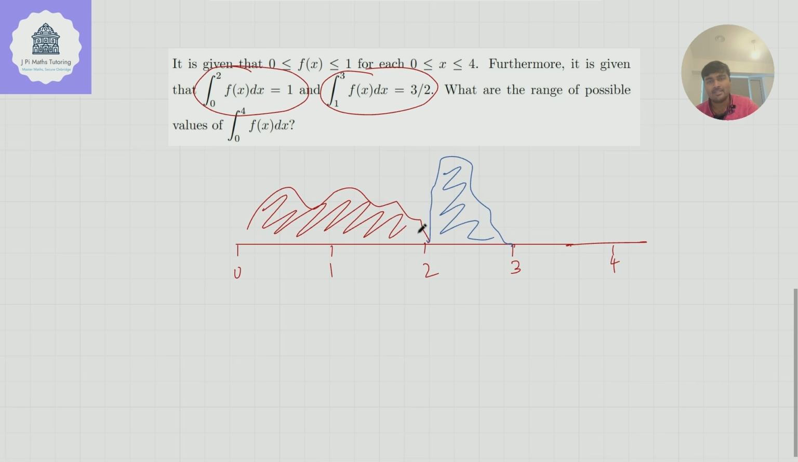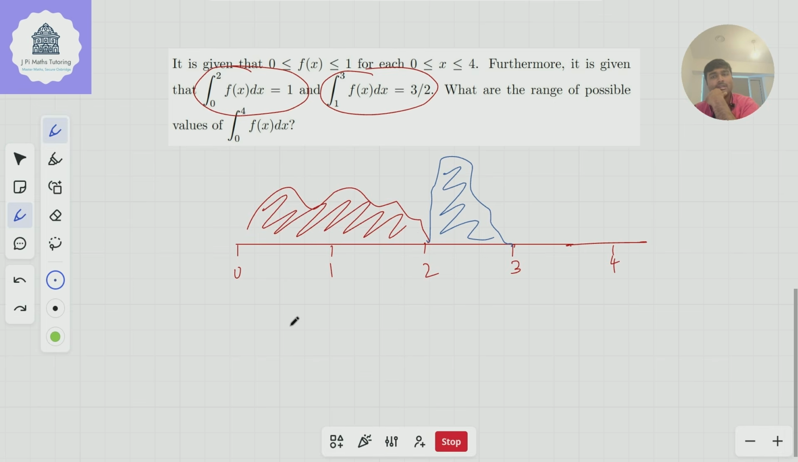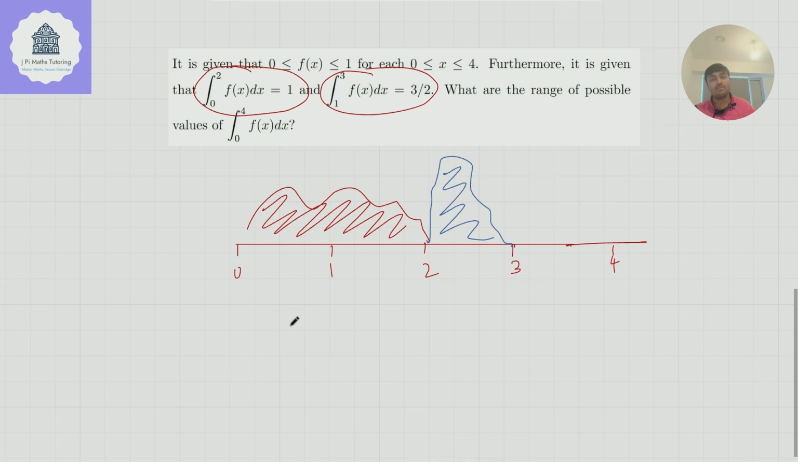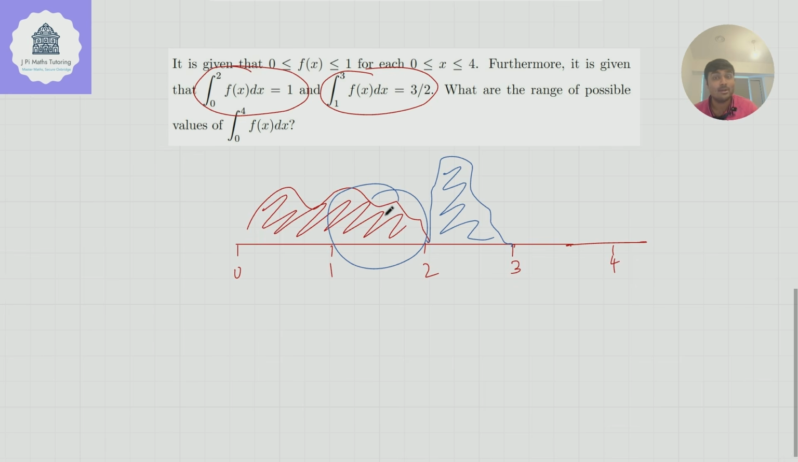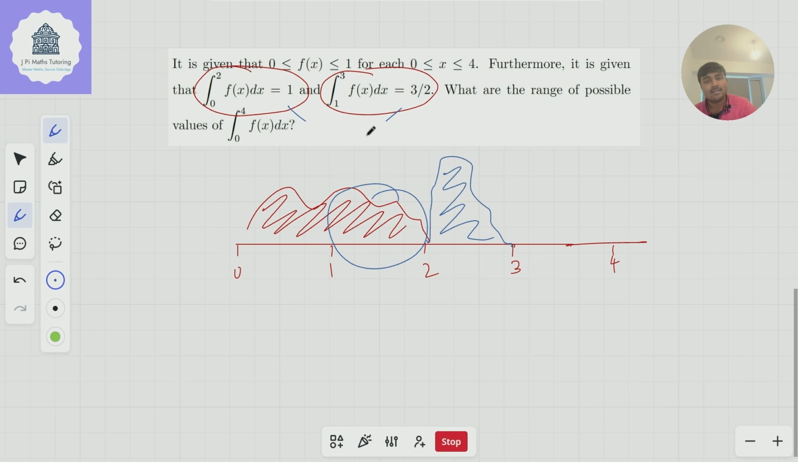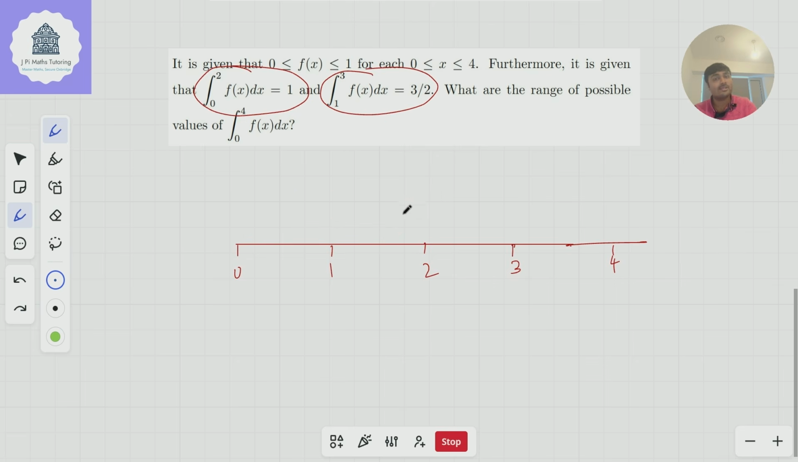Now, we want to minimize the area from 0 to 4 of f of x dx. But of course, we still need the red and the blue conditions to hold. In order to minimize the integral, we want to maximize the amount of overlap here, because then we maximize the amount that we've double counted to get these two results. Now, what's the maximum value we can have for our function in between 1 and 2? Well, it's precisely 1, because of this condition here. So as long as we make the function just a flat line 1 there, there's as much overlap as possible between these two regions, 0 to 2 and 1 to 3.